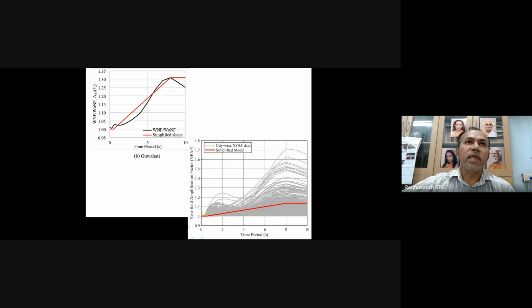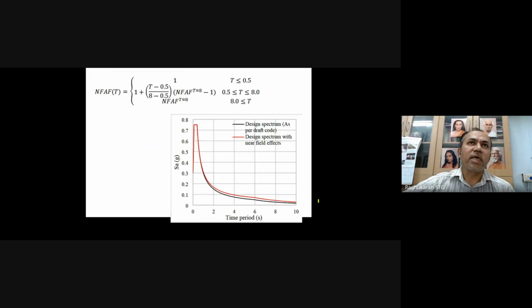It is 1 in the initial stages, but slightly increases, and when it goes to the long period range after 8 seconds or so, the value will be slightly higher. You have to increase your spectral shapes by 10 to 15%. This is our equation, which has come in our code, and it is reported in the annexure. This is what we call the near field amplification factor. At 8 seconds you have to find it out, and then if you multiply, you will get this nice spectral shape.